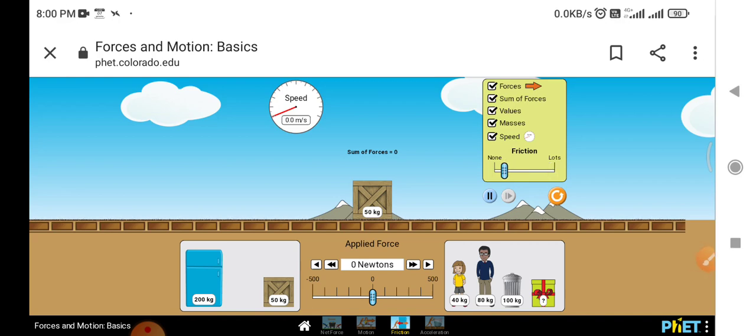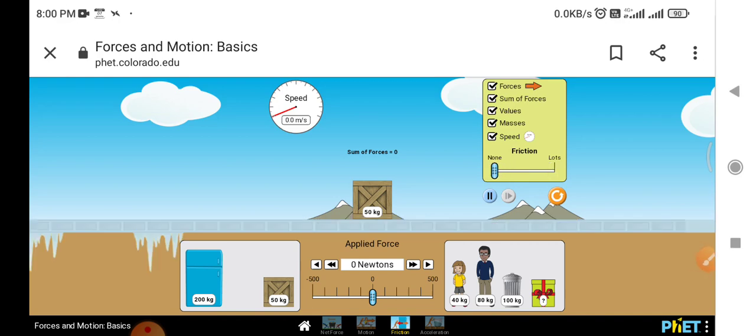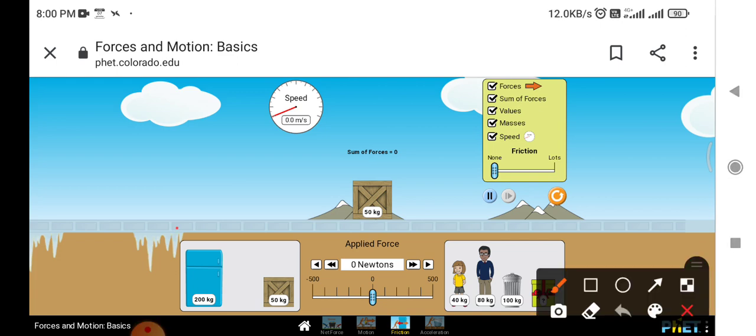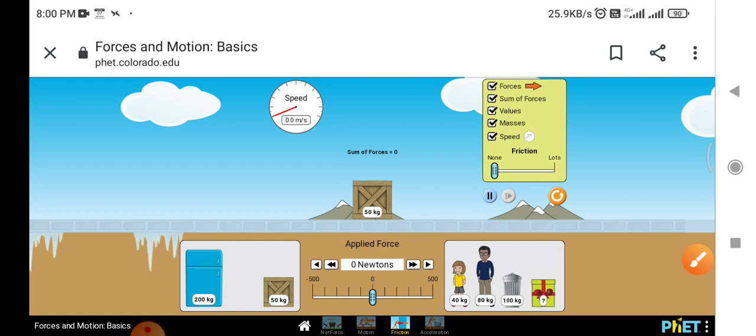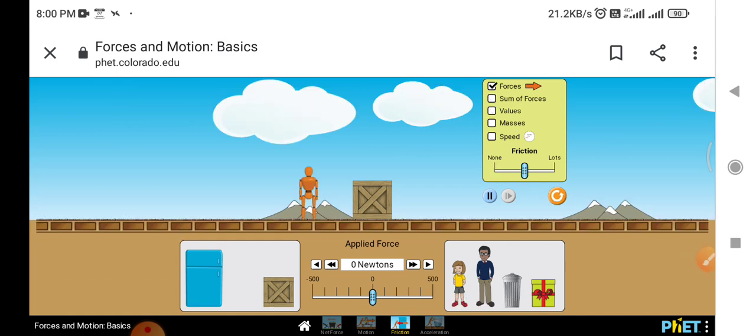If there is no friction, we will select here. There is no friction. If there is no friction, see the floor, it is very smooth. If there is no friction, the object will continue to move. Shall we check? Yes.